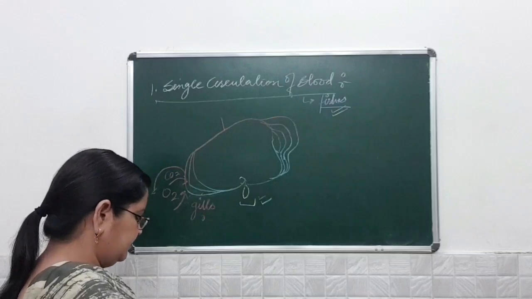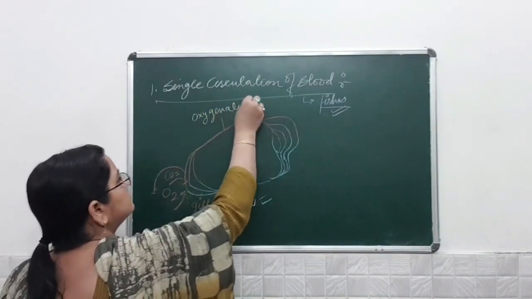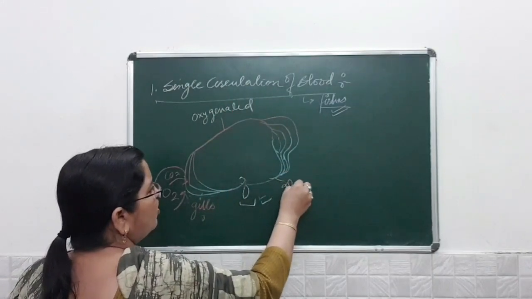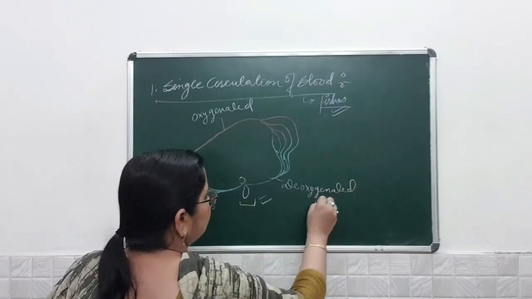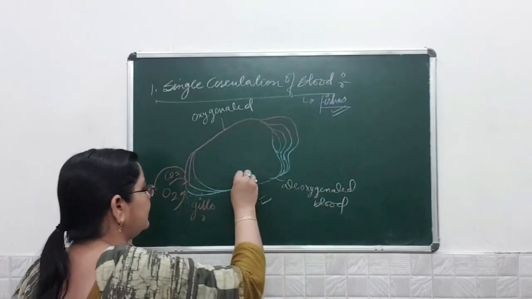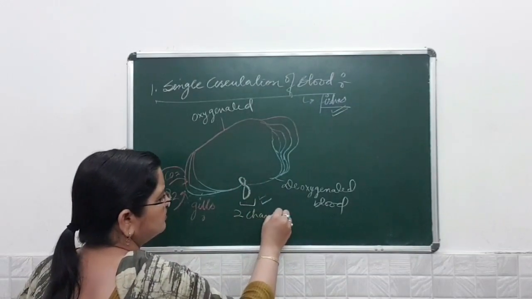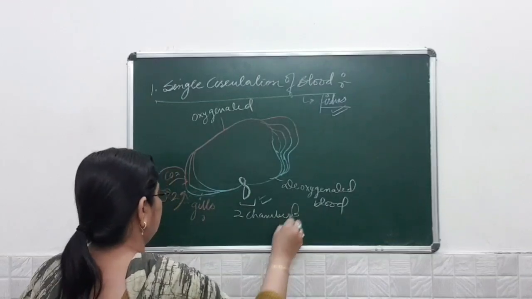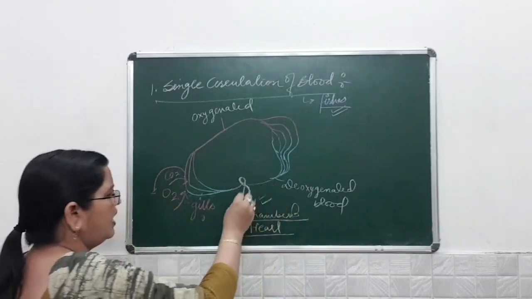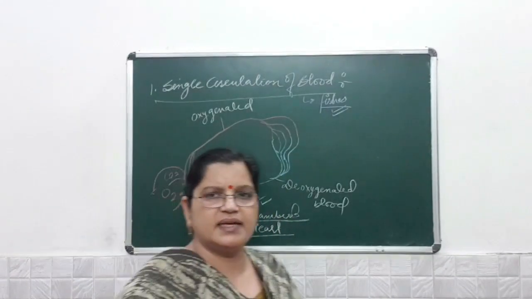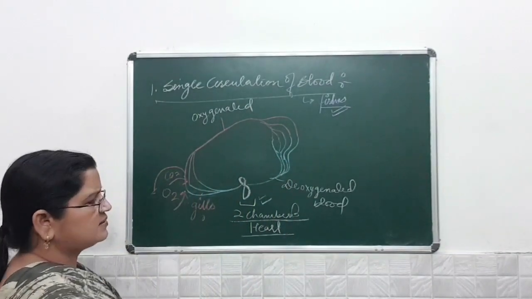Oxygenated blood, oxygenated and deoxygenated blood, and heart is two-chamber heart. Heart pumps blood towards the gills, and in gills exchange of gases takes place.